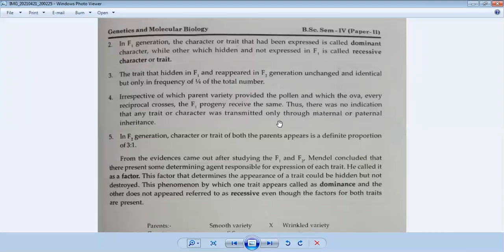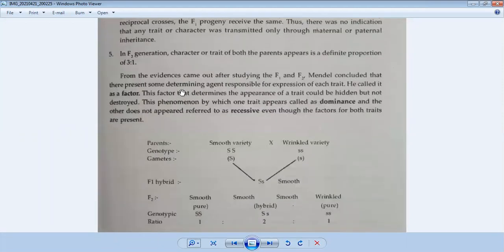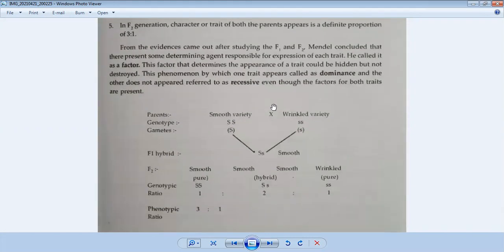All the characters are expressed according to their capability, that is, the part of dominant and recessive characters. In the F2 generation, characters or traits of both the parents appear in a defined proportion, that is, in the case of phenotype, the 3:1 ratio.